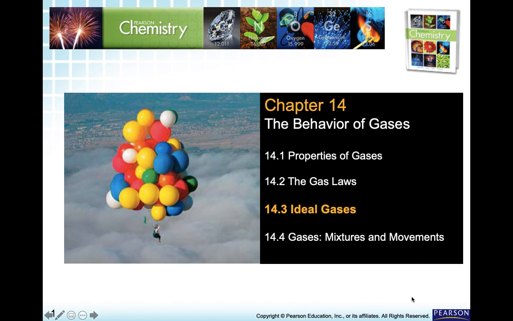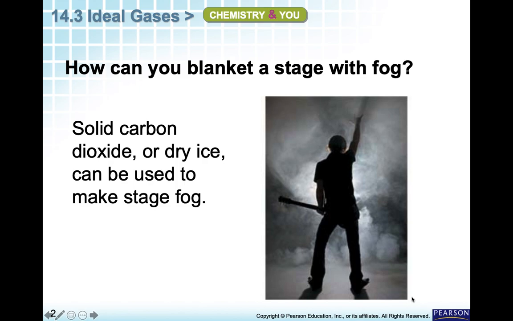So, ideal gases. Real gases we see every day do not behave the way that we calculate them, because it gets too complicated. However, under certain conditions, we can make these calculations and they are fairly accurate, but those conditions have to be met. So, how can you blanket a stage with fog?